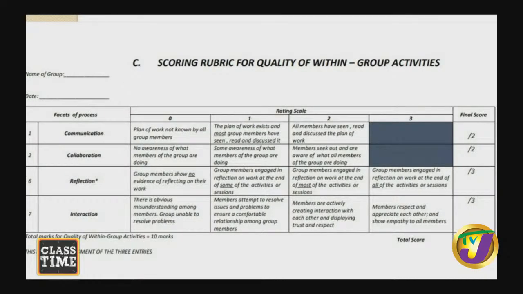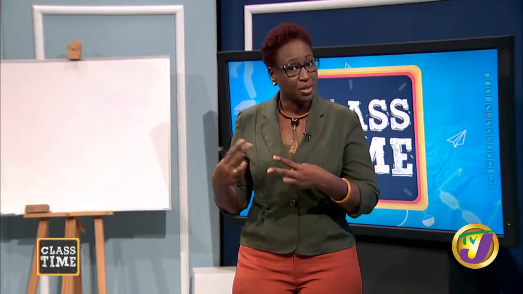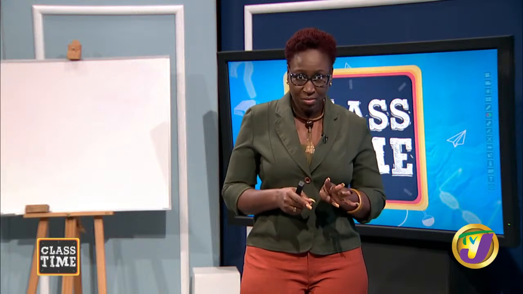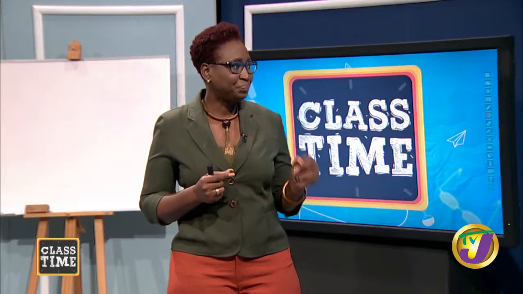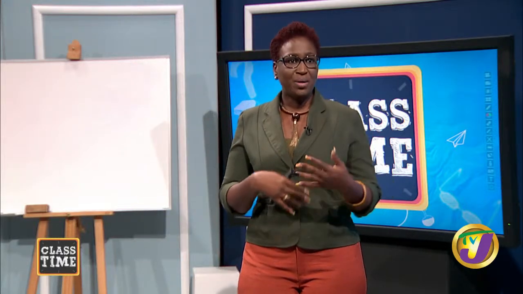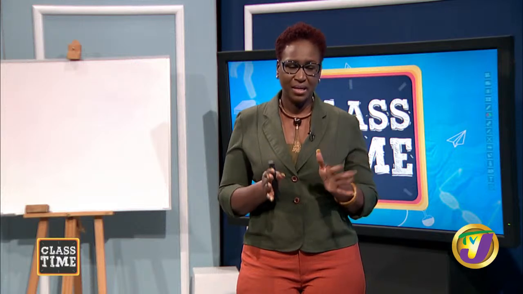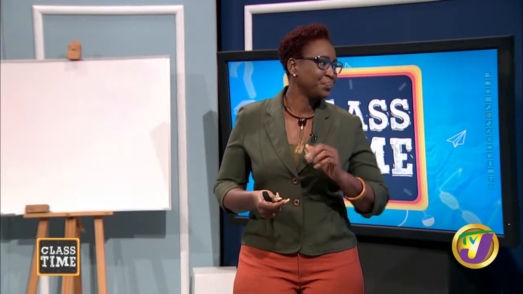You're marked for collaboration. Members seek out and are aware of what all members of the group are doing. So remember, that's 4 marks right there just for knowing what everybody in your group is doing and for letting everybody in your group know what you're doing. Please don't throw them away. They're very important. So for the maximum 3 marks for reflection, the group members engage in reflection on work at the end of all the activities or sessions. Basically what it's saying is, when you have a little group meeting, you come together for one particular purpose. At the end of it, you must have come to some kind of conclusion, some kind of understanding.